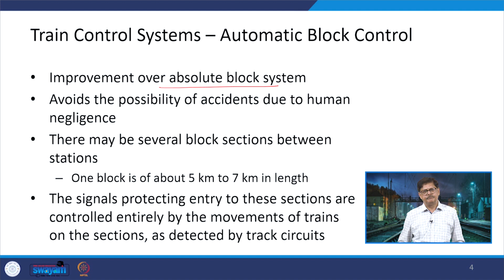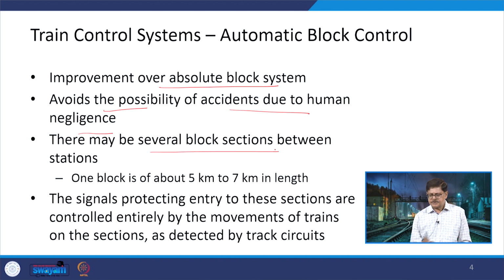In the absolute block control system, we have looked at the use of the block instruments, taking out of a token, giving it to the pilot or the driver of the locomotive as an authority to move into the section, and then once the train has reached the other station, this authority is taken back and everything is normalized. Now, in the case of an automatic block control system, it avoids the possibility of accidents due to human negligence. In the case of the absolute block control system, a lot of involvement was there. There were 2 station masters who were talking with each other. There was a locomotive pilot who had been given an authority in terms of a token. So, many such things were happening, and then the cables were also involved in it. So, here this is an improved version where this type of possibility has been reduced.